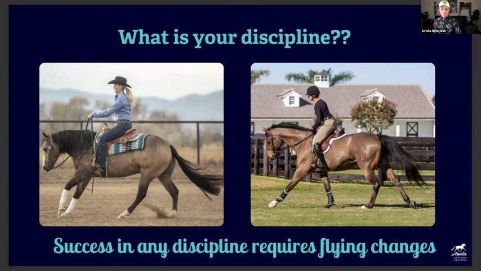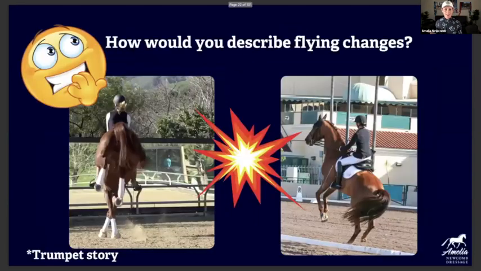Okay, I see some jumpers, some eventers. And so yeah, for jumpers, right, you need to be able to do a change between the jumps. If you're a reiner, the reining patterns, you have to be able to do flying changes. But it gets tricky, right? So let me know in the chat, how would you describe an exciting flying change, like a flying change that doesn't go well?